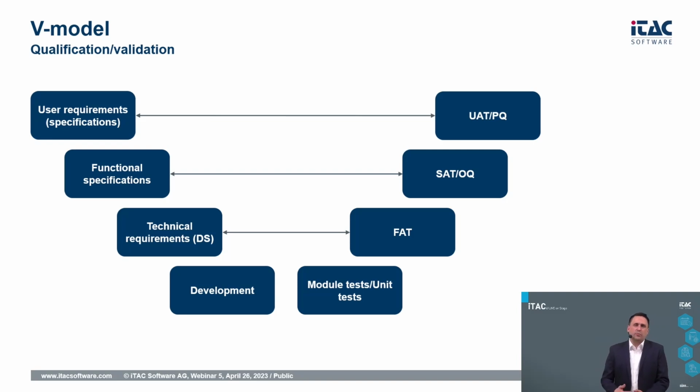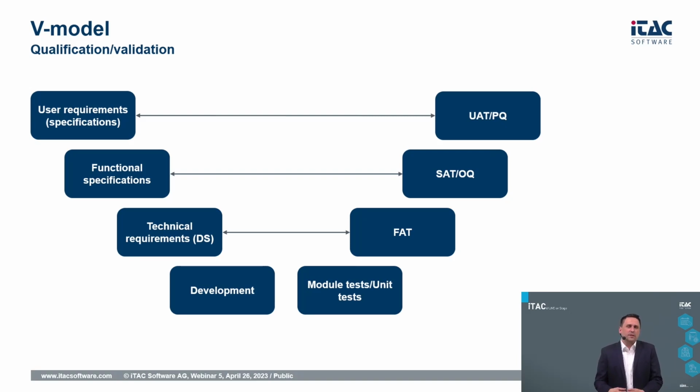After the FAT, we come to the SAT, the site acceptance test. Within the site acceptance test, we want to test the software and the complete process in live conditions, so in your environment, in your plant. It's an integration test, where we also test the interfaces, maybe to SAP or to a machine when needed. The final step is the user acceptance test, or the process qualification as it is called.